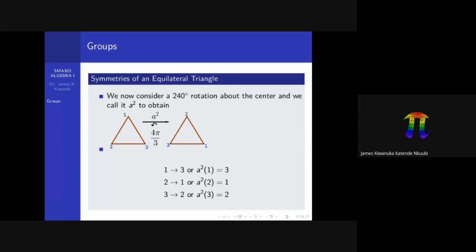Any other rotation, for instance, if you take the 360 degree rotation, will simply take you back to the original state. So it behaves like the identity. So we will not look at the 360 degree rotation because it's the same as the identity. So that gives us all the possible rotations that are different from the identity.